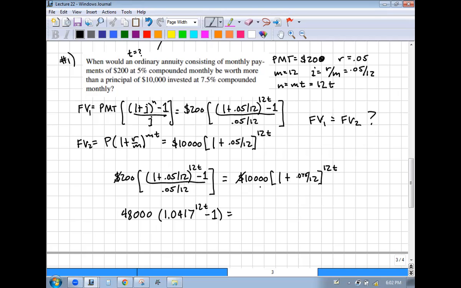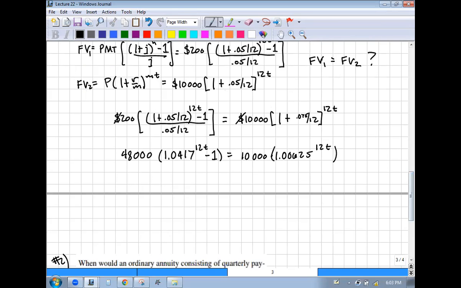And then over here, I have 10,000. I'm just going to take that and simplify it to a decimal. So I have 0.075 divided by 12, add 1. This is 1.00625 to the 12t. And actually, I can get rid of this parenthesis here now. I'll do this just to make it a multiplying. So let's consolidate this here.